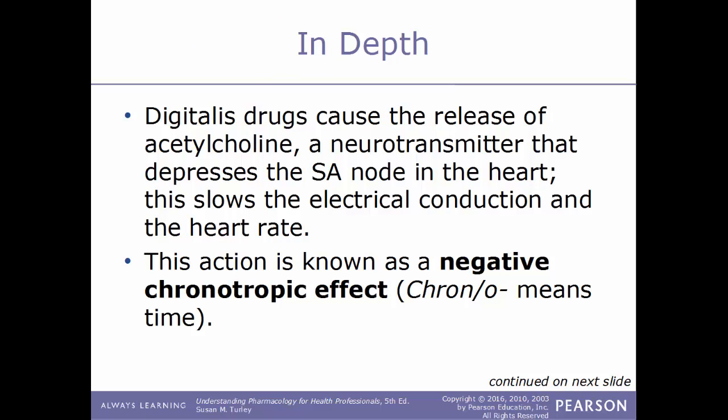Okay, now we'll get a little bit more in depth about how digitalis drugs work. Digitalis drugs cause the release of acetylcholine, which is a neurotransmitter within the parasympathetic nervous system that depresses the sinoatrial node of the heart, the natural pacemaker that we have. So by slowing down the natural conduction of the heart, it will slow down the heart rate. So this action is known as a negative chronotropic effect.